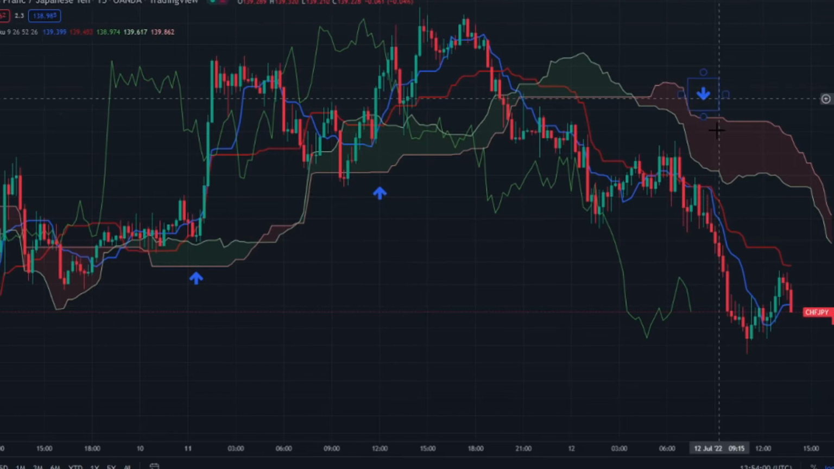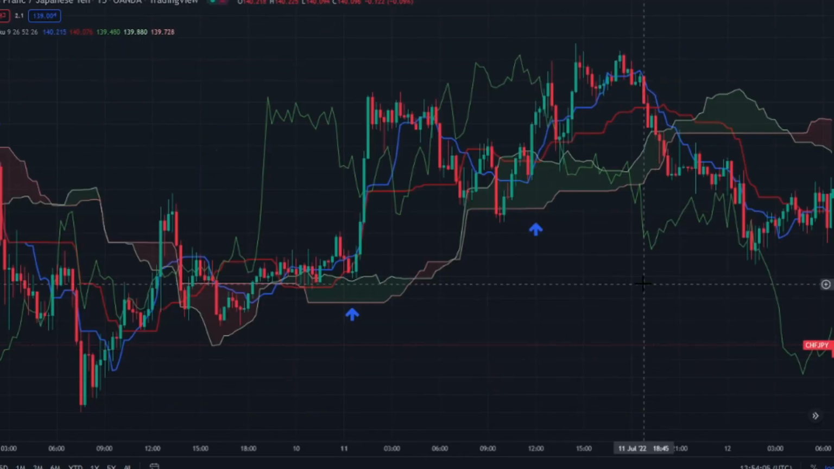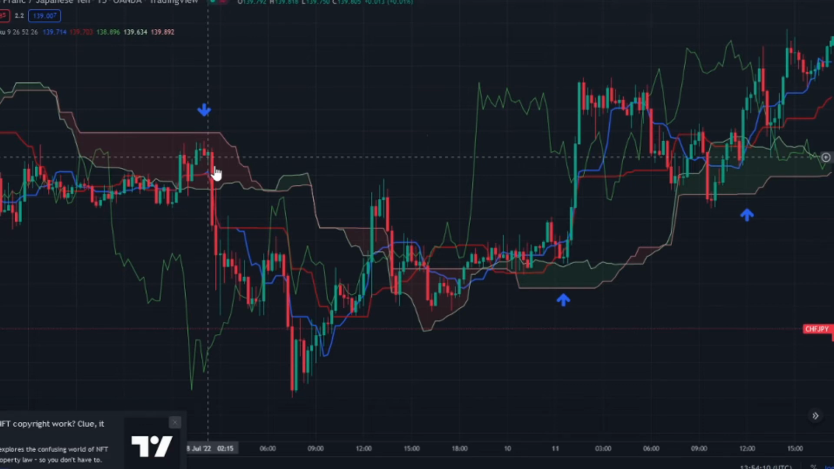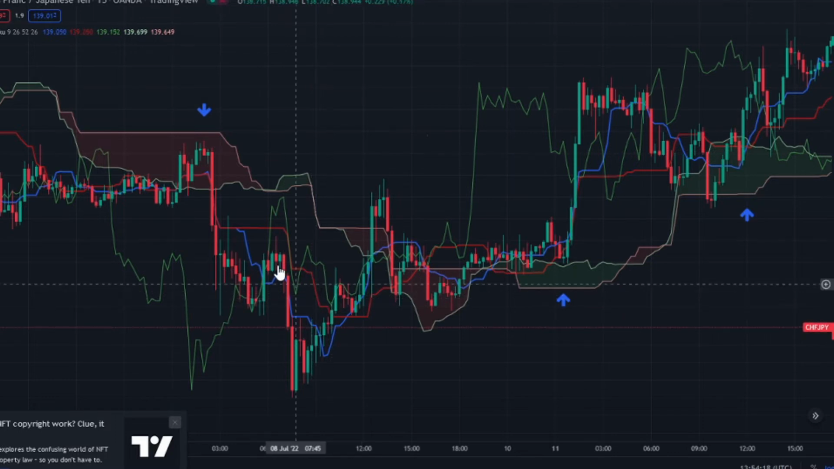Well, let me explain how the strategy works. We must pay attention to 3 things. 1. The Ichimoku cloud color. 2. The price position relative to the Ichimoku cloud. 3. The conversion line and baseline cross.